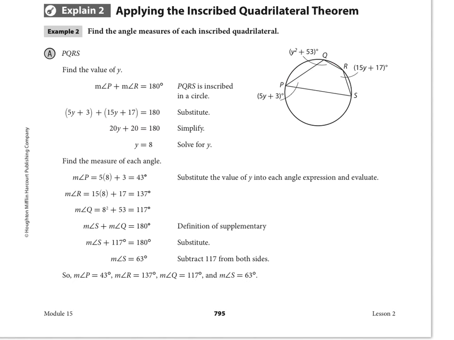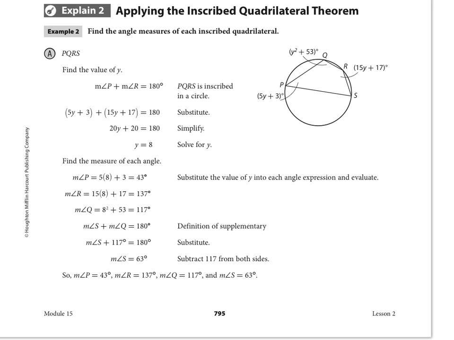Now that we know what y is, we can go ahead and put that into each angle. So P is going to be 5 times what we just found for y, which is 8, plus 3, which is 43. R, we can go ahead and substitute in, or we can do a quick subtraction since we know that it's supplementary to P, but we get 137. Then we're going to find our missing angle Q.